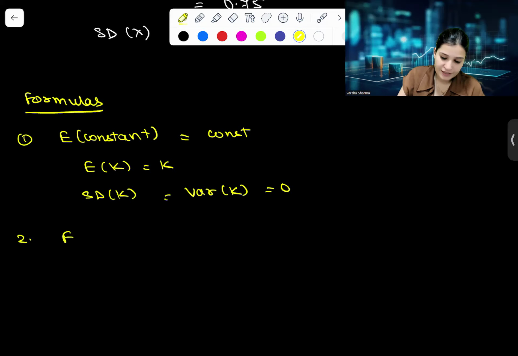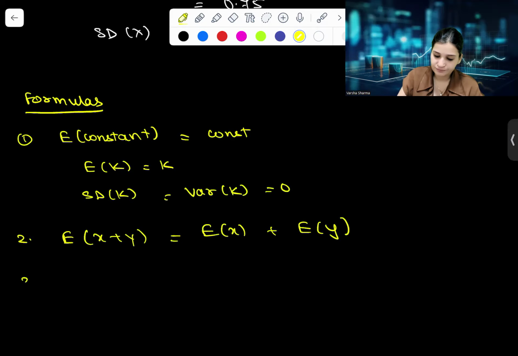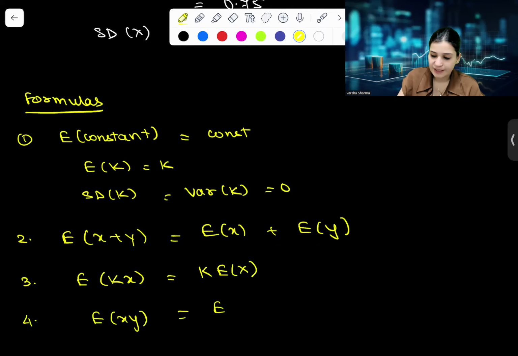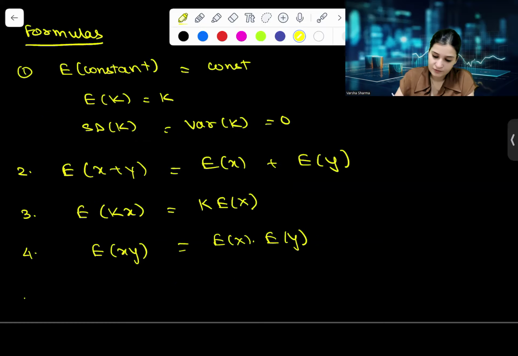Second, expectation of x plus y will be E of x plus E of y. Expectation of constant into x: E only goes to x. Expectation of x into y will be expectation of x into expectation of y. Now, expected value of a x plus b, where a and b are constants: E only goes to x.